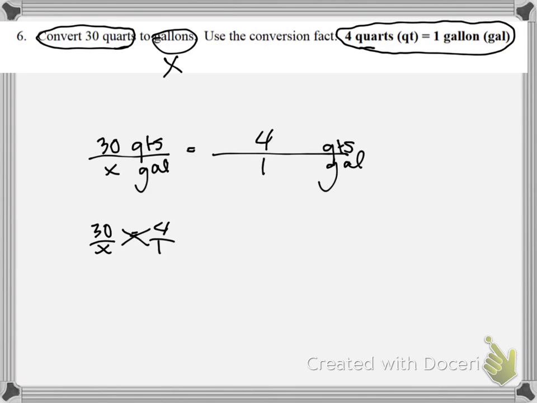So we have our proportion, we can cross multiply. Okay, and I believe, you can check my math here, that we find out that there are 7.5 gallons in 1 quart. And that's it.